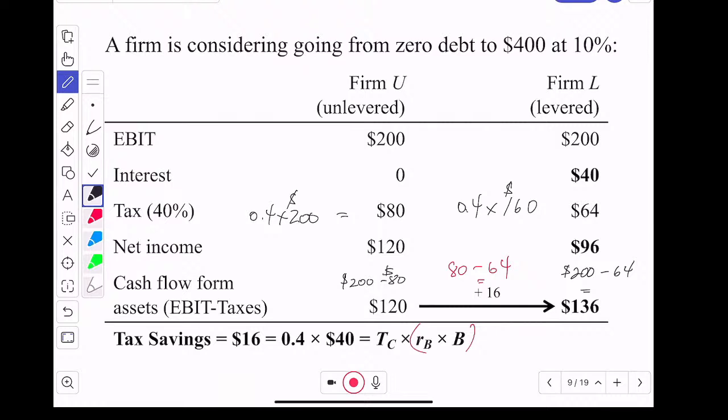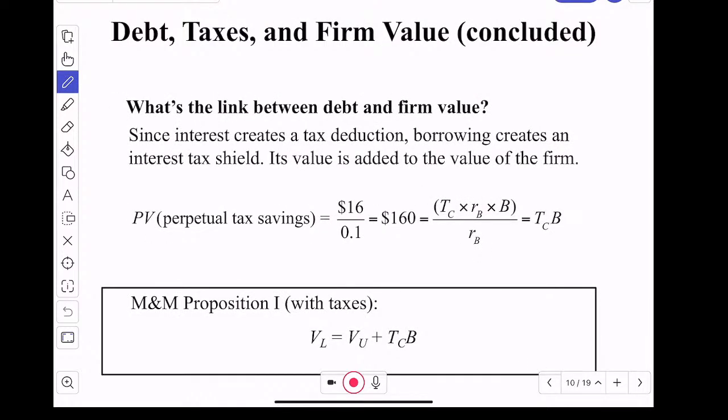So this expression here, TC times the claim, that's just for one period. What about perpetually? So this would be $16 in our example indefinitely. So this is just the perpetuity formula.